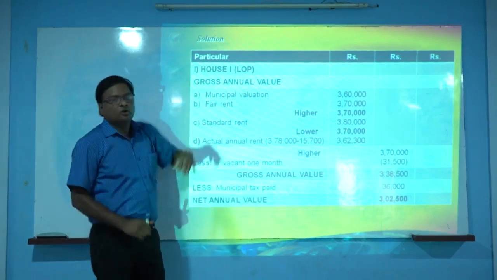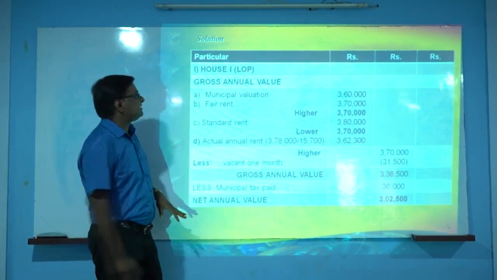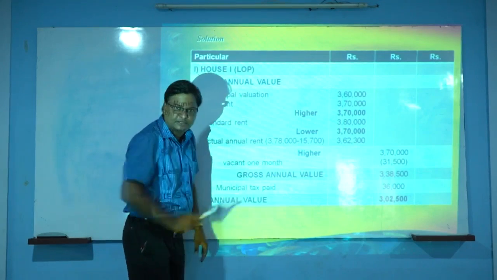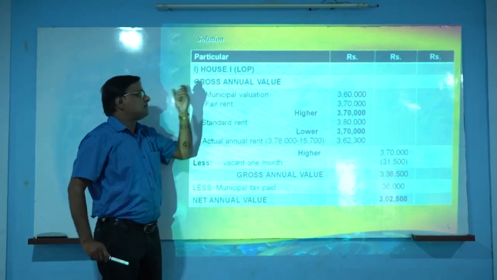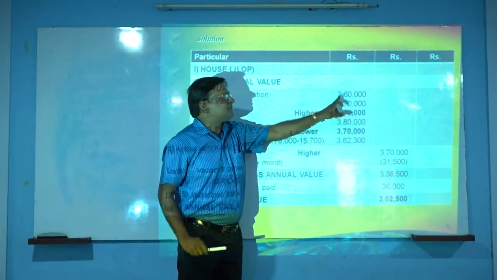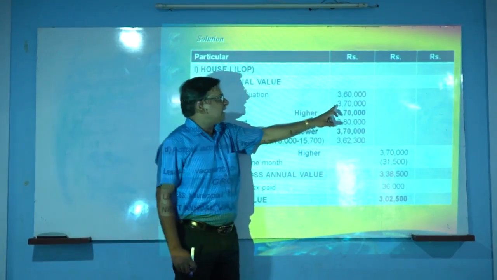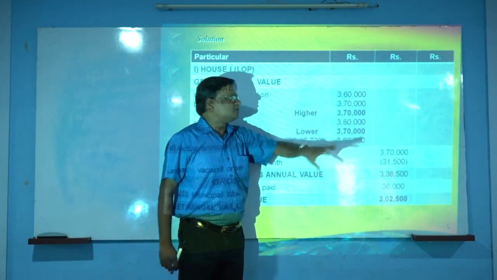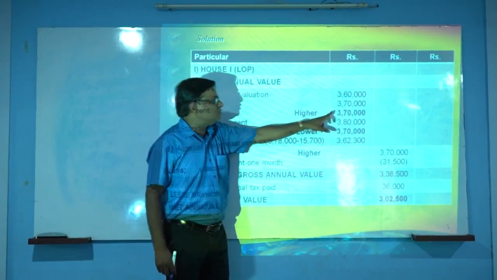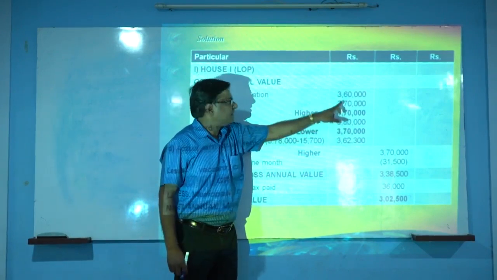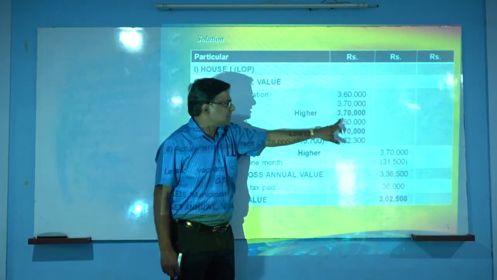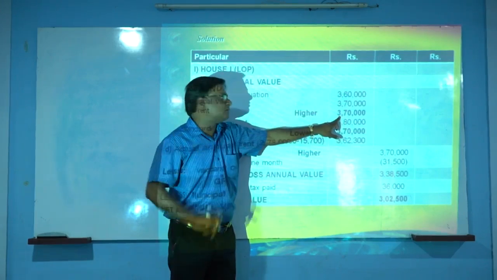Then we have to calculate the gross annual value. Standard rent is given. That's why we have taken points A and B here. A point is the municipal valuation and B point is the fair rental value. The municipal valuation of the first house is given as 3,60,000 and the fair rent is 3,70,000. From these two values we have to take the higher value. Here the higher value is 3,70,000.